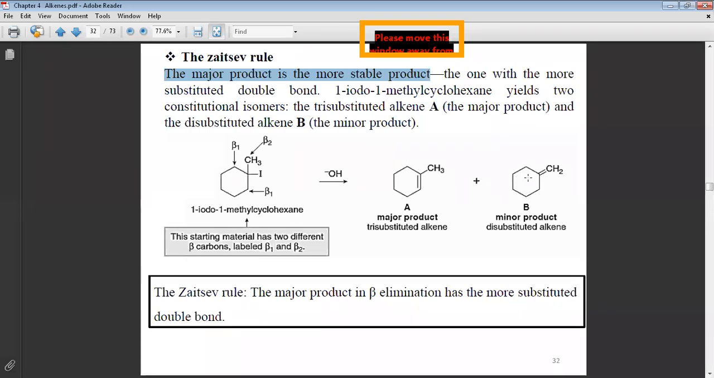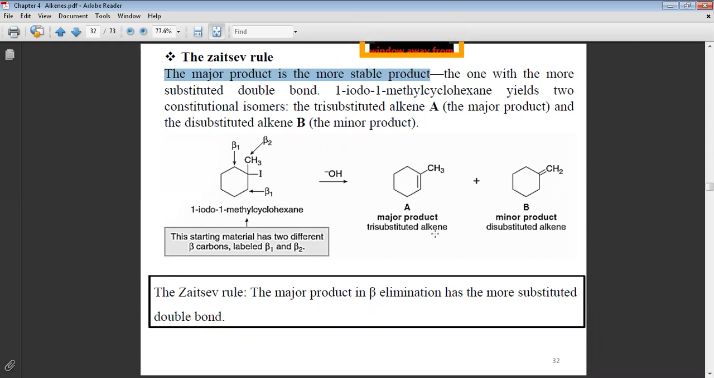How do we know? We said tri-substituted is more stable than di-substituted, which is more stable than mono-substituted. Now look at this alkene. How many R groups do we have here? We have one, also a carbon from here, and also a carbon from here. That means this is a tri-substituted alkene.